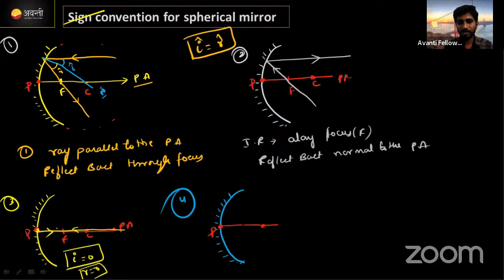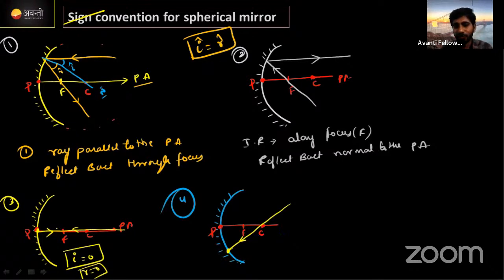Center of curvature, this is principal focus. Okay. Fourth condition: if any ray of light is incident along the center of curvature, at this point, if you draw a normal, it will actually pass through the center of curvature.